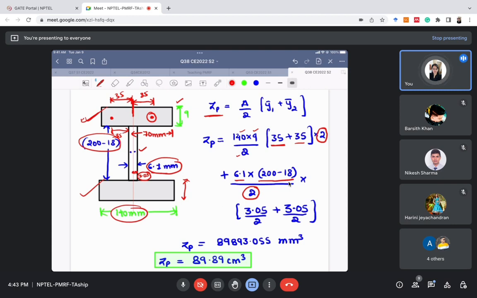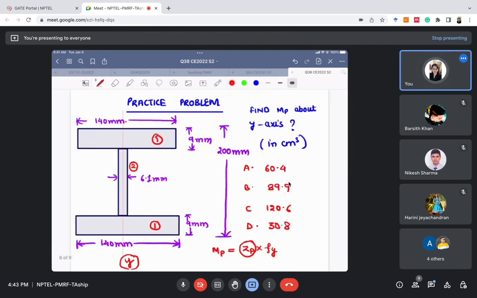First for the web and then for the flange, or vice versa. Okay, so from this calculation we get the value of ZP as 89.89 centimeter cube. So we need to give the value in centimeter cube. So the answer was 89.9 centimeter cube. I hope you get the question.